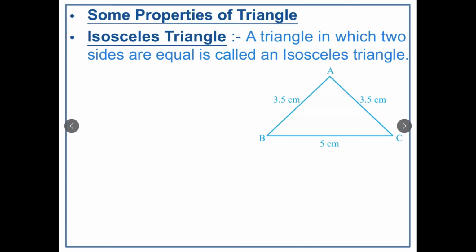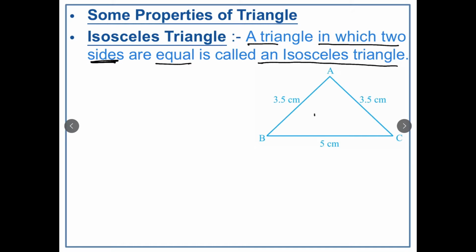The topic that we are going to start today is some properties of triangles. First you have to recall the definition of an isosceles triangle. You've already studied the isosceles triangle in your previous classes. So let's see what an isosceles triangle is. A triangle in which two sides are equal is called an isosceles triangle. Any triangle in which one pair of sides is equal will be called an isosceles triangle.